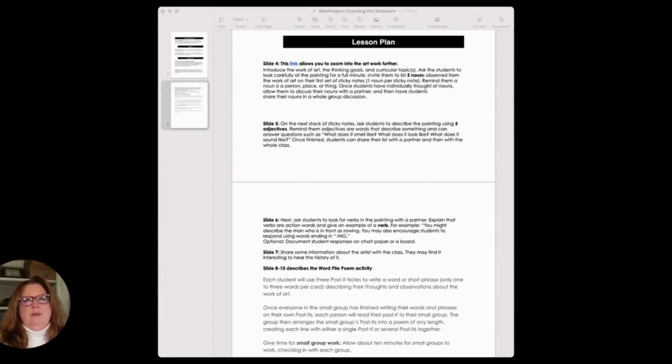That's going to add a robustness to this lesson that would then help students to identify those nouns based on what they've interpreted, based on what they're seeing, right? So I think there's a little bit of a missing step there.